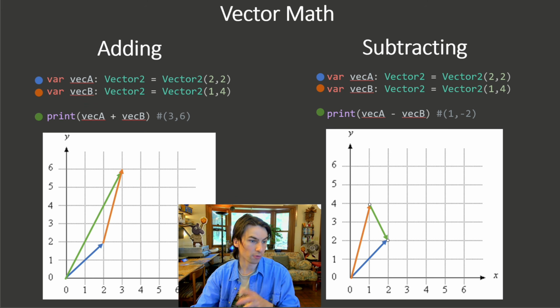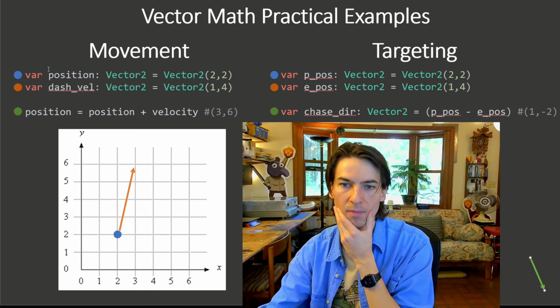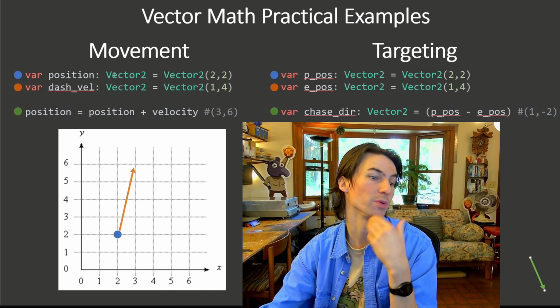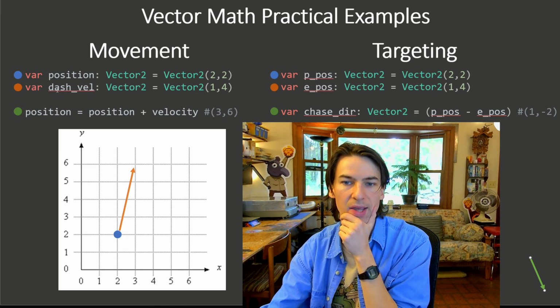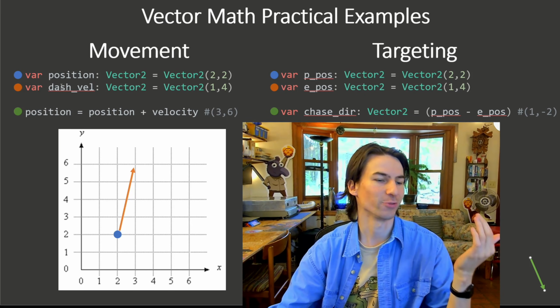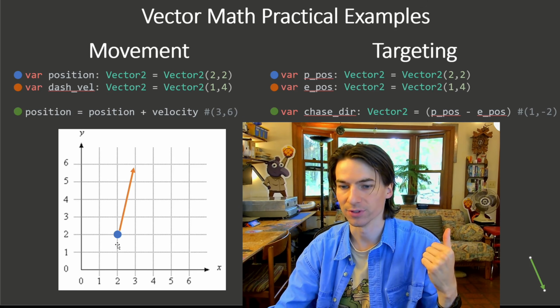So this will be useful for, I'm going to show you 2 practical examples now. So here I've got a position, right? This could be my character's position is (2, 2), so it's 2 over and 2 up. And I want them to be able to do an air dash, right? I'm imagining a game like Celeste, for instance.